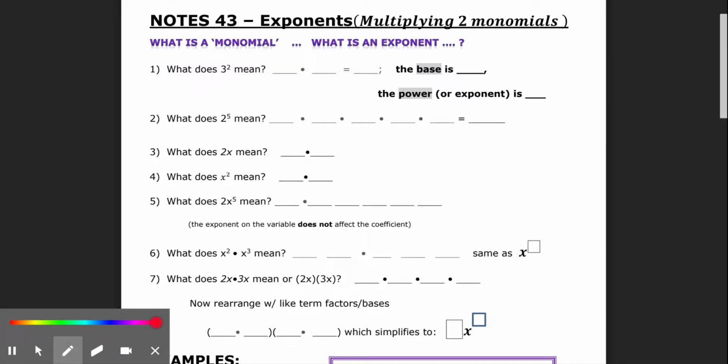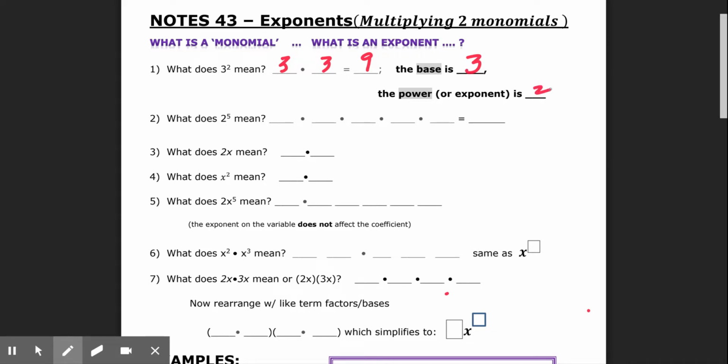Exponents, multiplying two monomials. So what is a monomial? What is an exponent? Okay, a monomial means one term. An exponent is the little number raised from the base. So on number 1, it says, what does 3 squared mean? It means 3 times 3, which is 9. So the base is 3, and the power exponent is the 2.